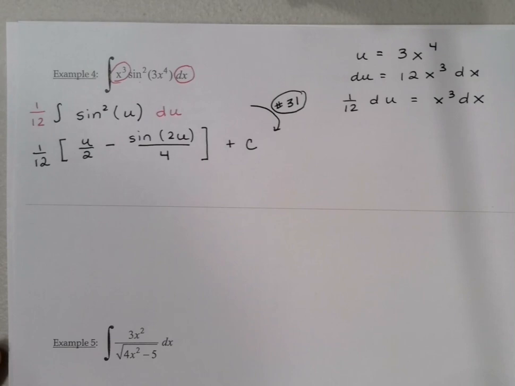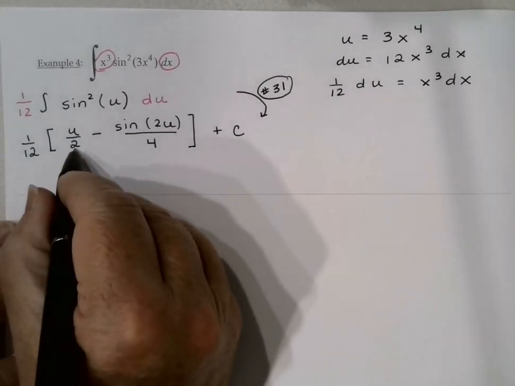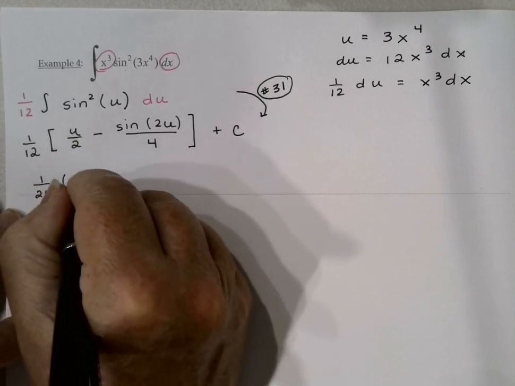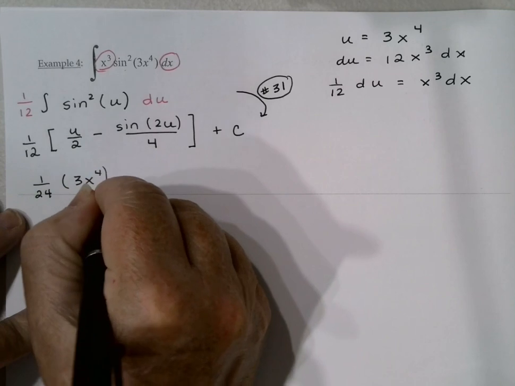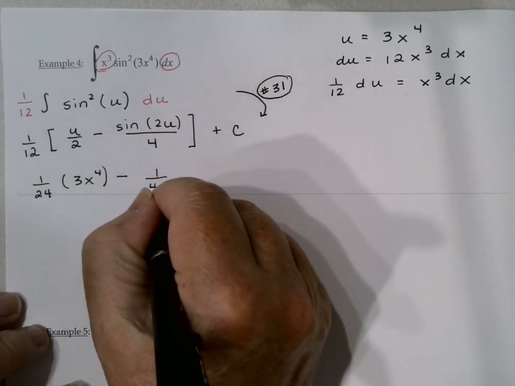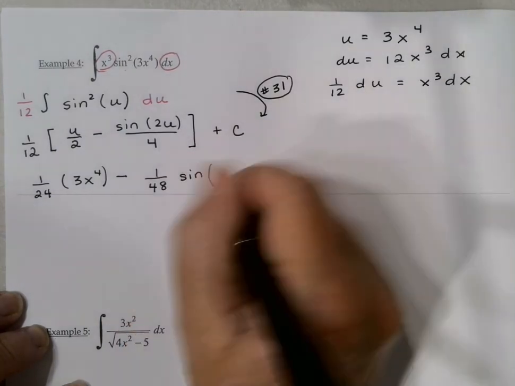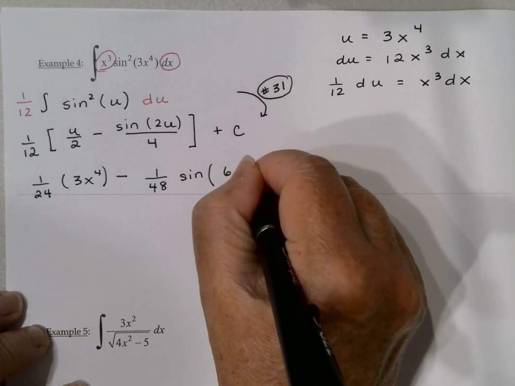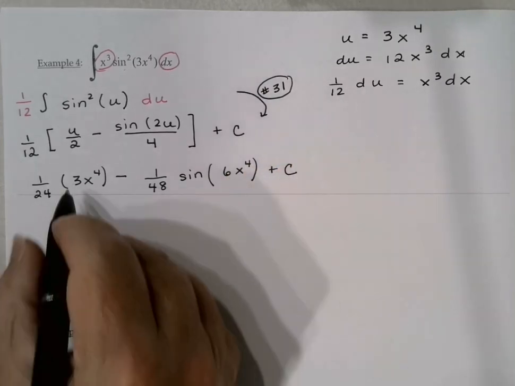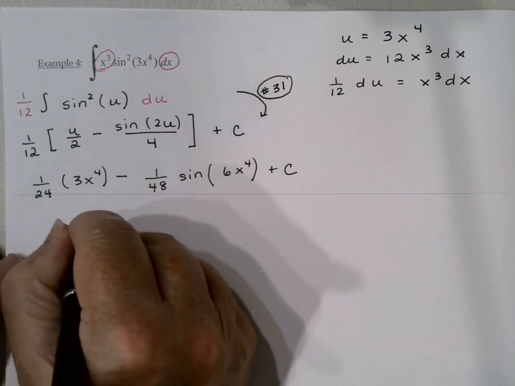I just have to put back in what u is equal to. So let's see here. I'd have 1/24 u, which is 3x to the 4th, minus 1/48 times the sine of 2u, that would be 6x to the 4th, plus c, and then just minimal simplification. 3/24 is 1/8.